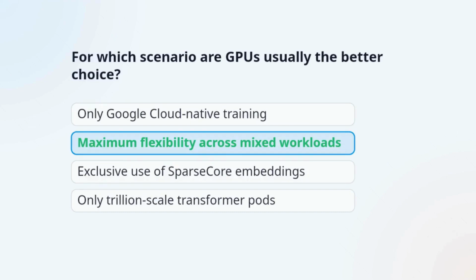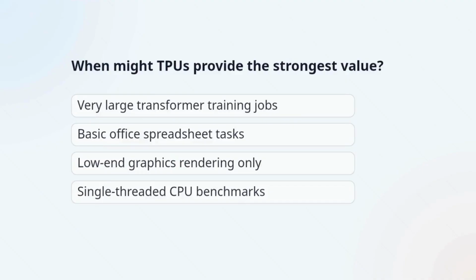The correct answer is maximum flexibility across mixed workloads. GPUs are preferred when teams need flexibility for ML, simulation, HPC, local systems, or custom setups. Question 3. When might TPUs provide the strongest value?